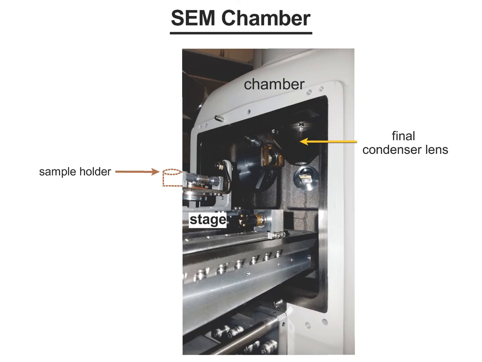We're now looking directly into the opened chamber. You can see the stage and sample holder. This entire assembly slides into the chamber when the door is closed. At the top of the chamber, you can see a cone-shaped structure. This is called the final condenser lens, which also controls the electron beam.